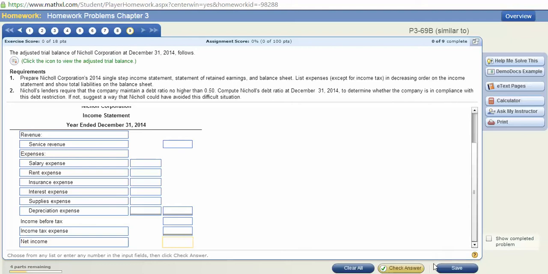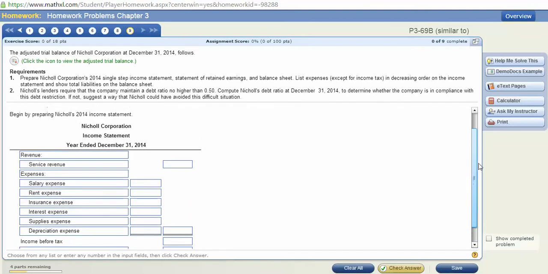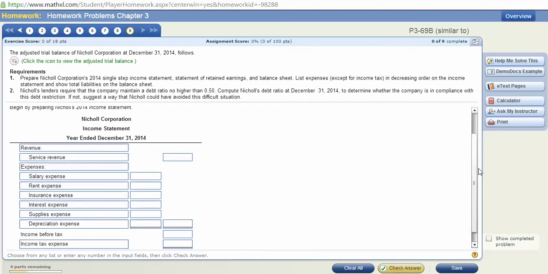Hi everyone. I wanted to go over some of the homework in Chapter 3, specifically the construction of these different statements. We've done a little bit of this before, but it's good practice to go over it and especially pay attention to the methodology used to fill in the different blanks.